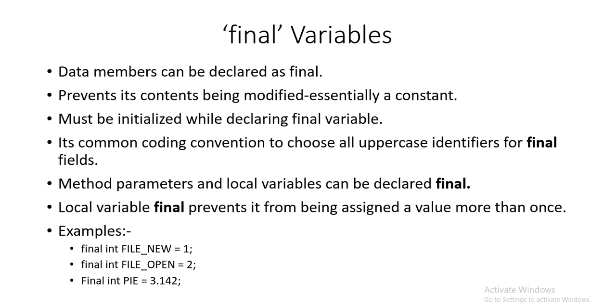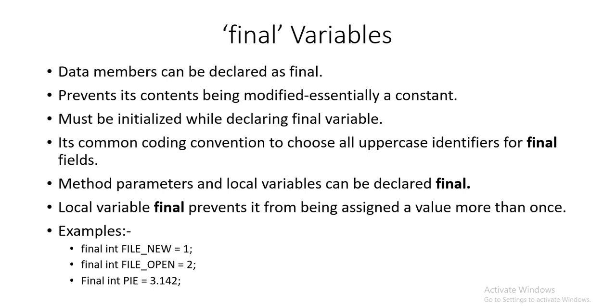So first we'll discuss what final variables are. The data members can be declared as final. A data member is nothing but a variable declared within a class. Those can be declared as final. So just remember, before the declaration, precede it with the final keyword, or the final modifier.